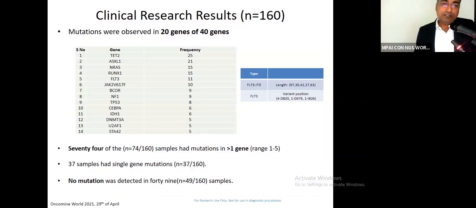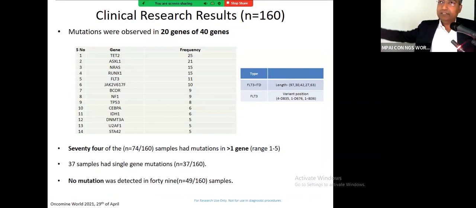And these are some of the mutations that we got. This is not an exhaustive list, but 160 samples that we analyzed. And you can look at the FLT3 ITDs. It is 100 base pairs that we have got here. I have not analyzed the data fully yet, just to show that this 100 base pairs is getting picked up nicely here.